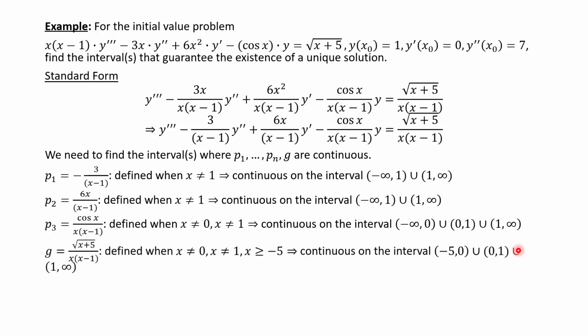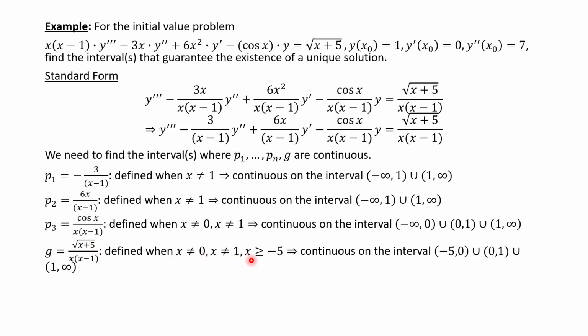And then our last term here, what this equation equals, this is what we were calling g of x. This one has a few conditions. x can't be 0, x can't be 1, because that would make the denominator 0. But also, the expression inside the radical can't be negative, otherwise it'd be imaginary. So x has to be negative 5 or more.